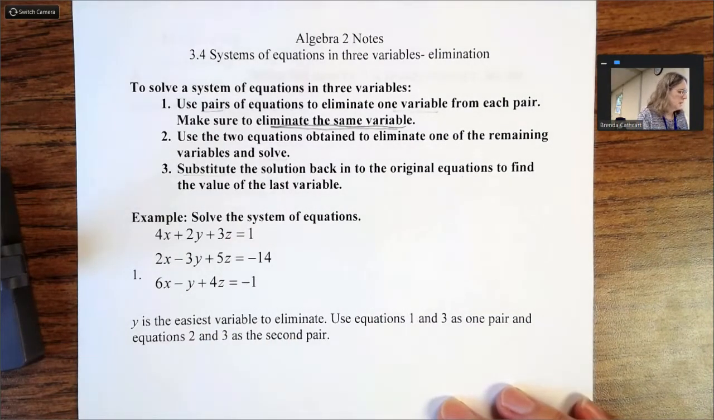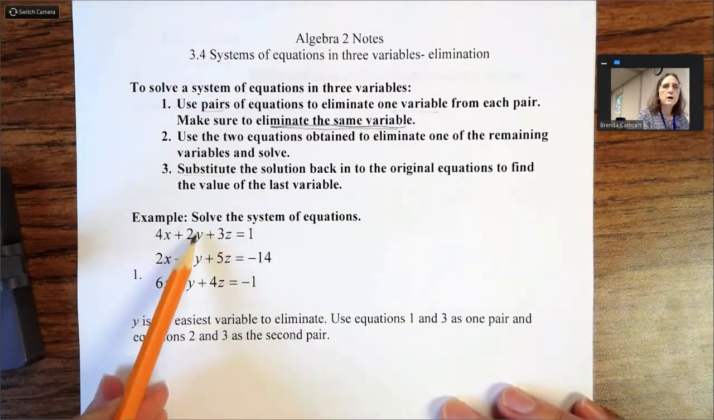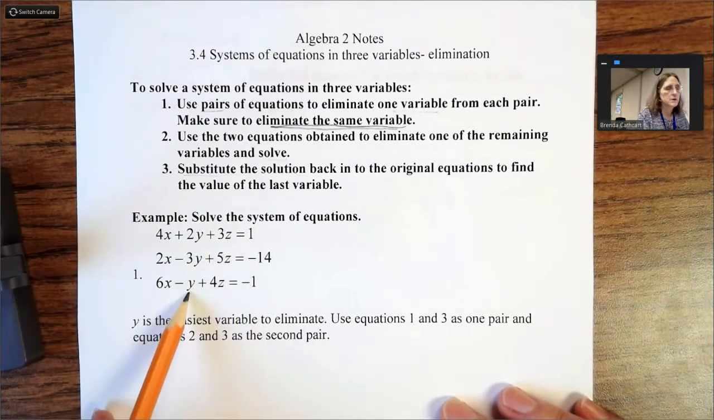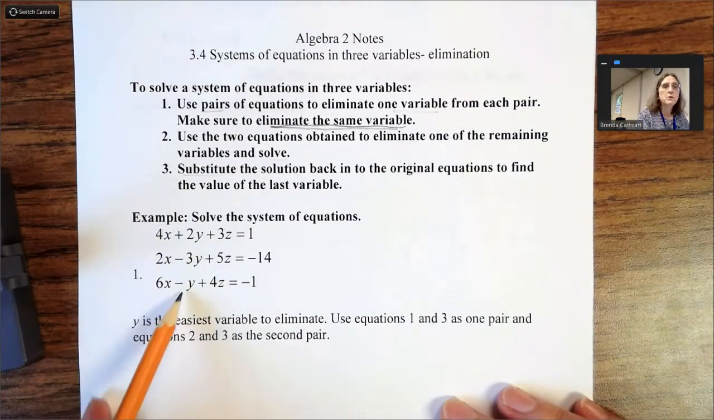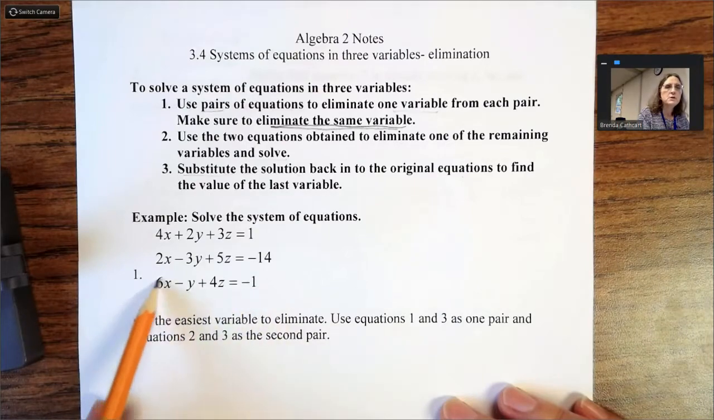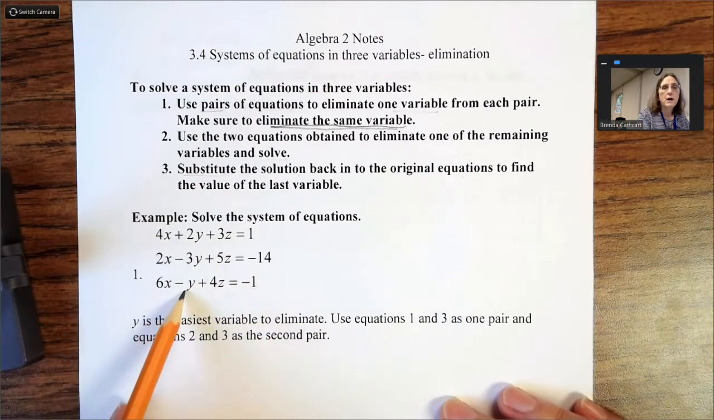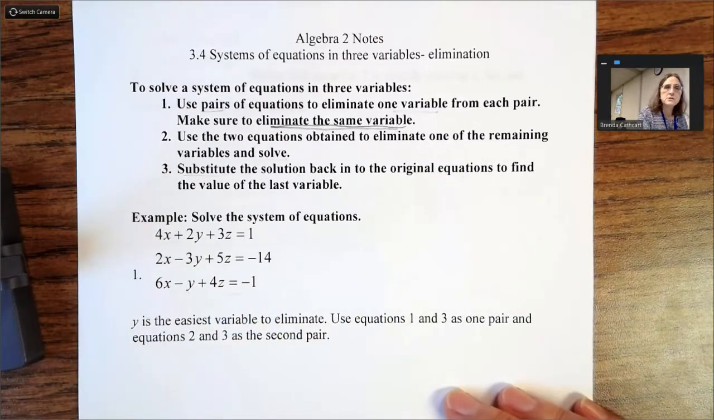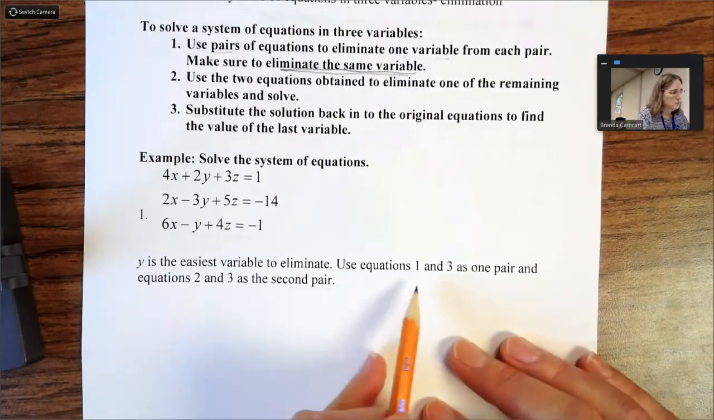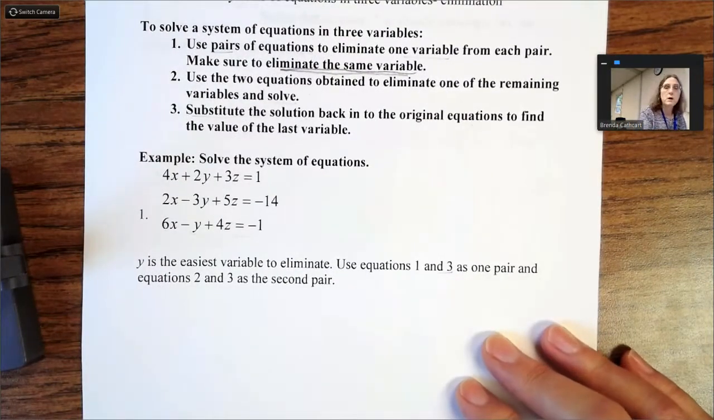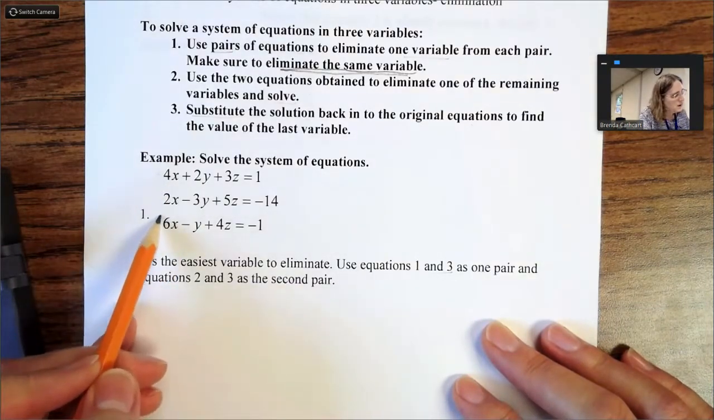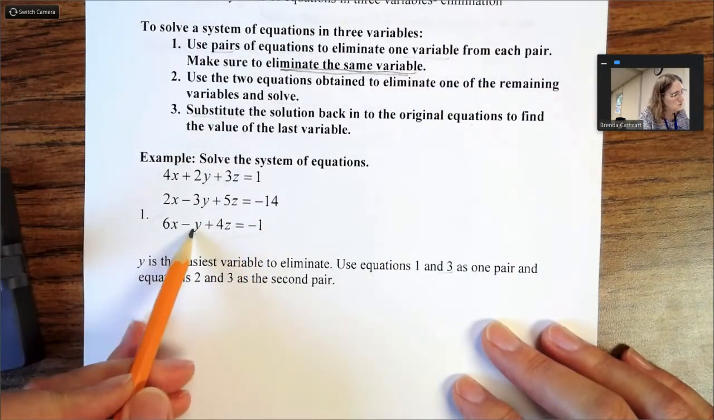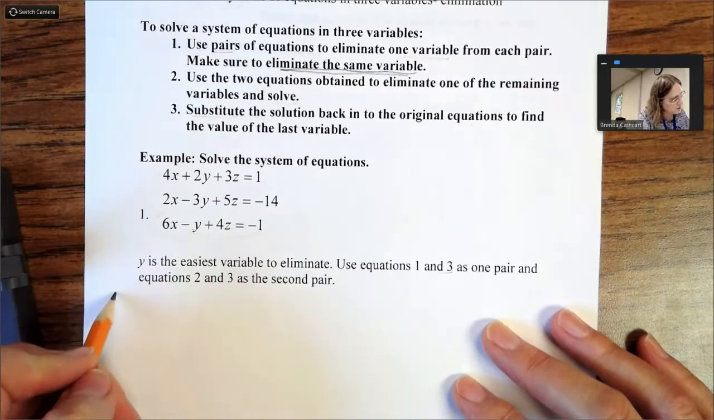So let's do an example here. As we look at this system of equations, we see that our y variable would be very easy to eliminate. In fact, if I pair up my first equation with my third equation, multiplying the third equation by 2 would eliminate the y. So let's go ahead and start that and see what happens. We're going to start by using equations 1 and 3 as our first pair. In order to eliminate y, equation number 3 here needs to be multiplied by 2. So let's start with that.